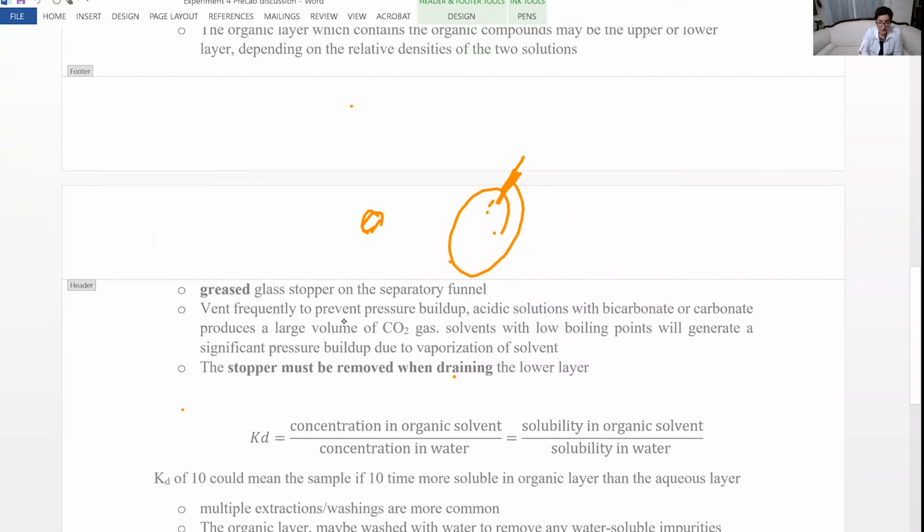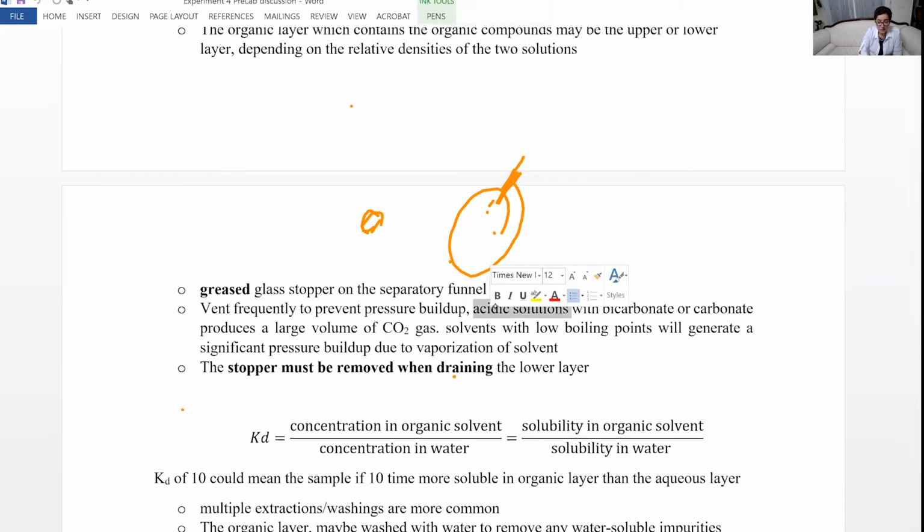You want to vent frequently to remove the pressure that builds up, especially if you have acid in the funnel and you're washing with bicarbonate or carbonate, which is going to produce carbon dioxide gas. It builds up pressure. Or you're using a solvent that has a low boiling point. A low boiling point solvent is going to evaporate and generate vapor, which is going to cause significant pressure buildup. And you must vent it often.